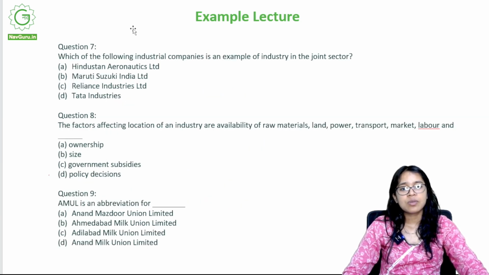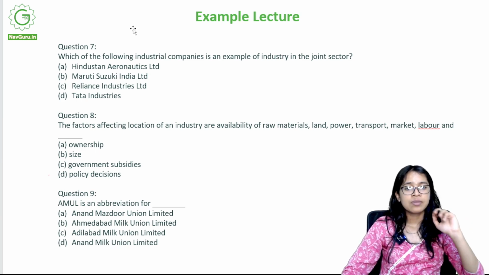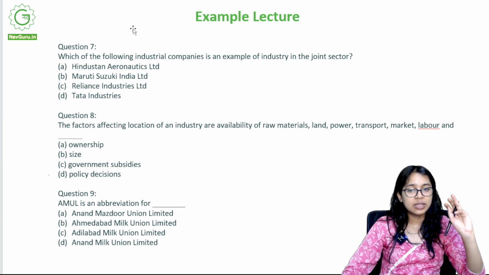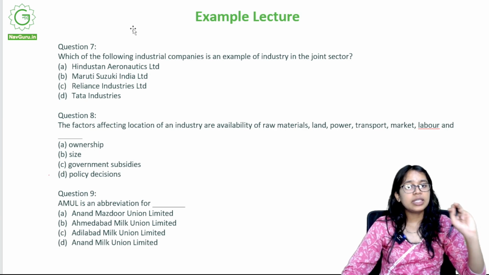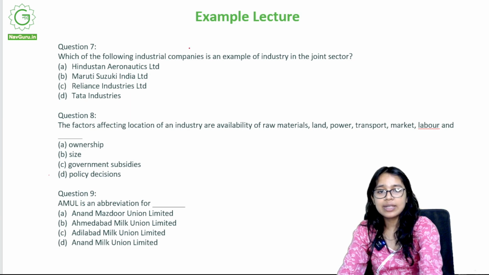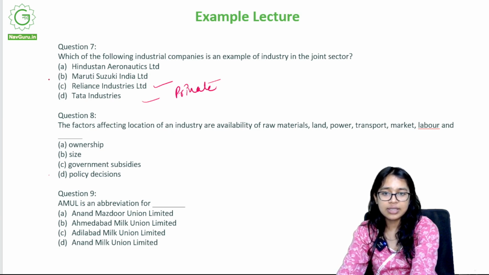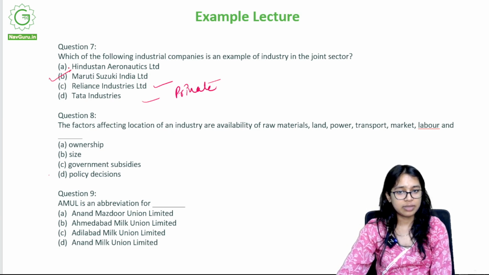Question number 7. Which of the following industrial companies is an example of industry in the joint sector? Hindustan Aeronautics Limited, Maruti Suzuki India Limited, Reliance Industries Limited, Tata Industries. So, which of the following is an example of industry in the joint sector? Both Reliance and Tata are private industries, and hence the right answer is B, Maruti Suzuki India Limited.